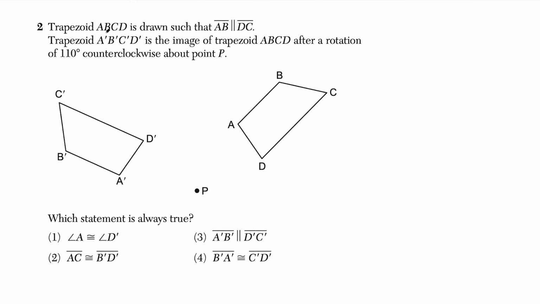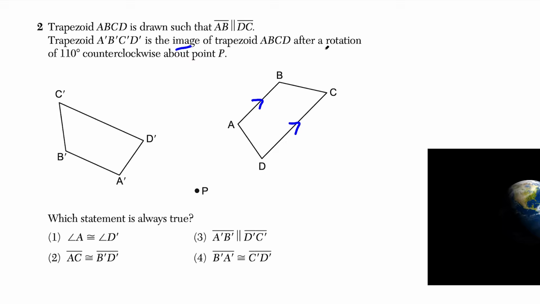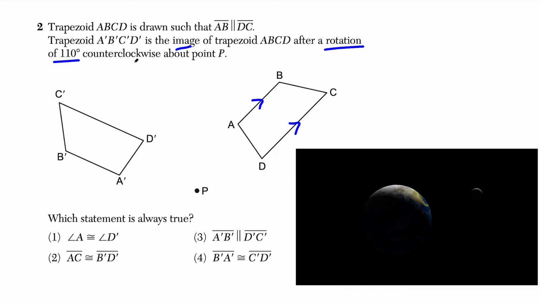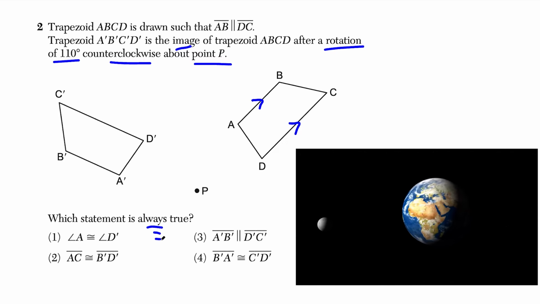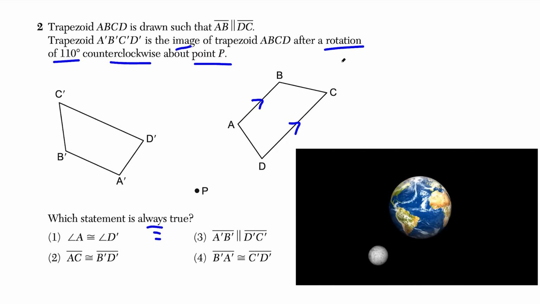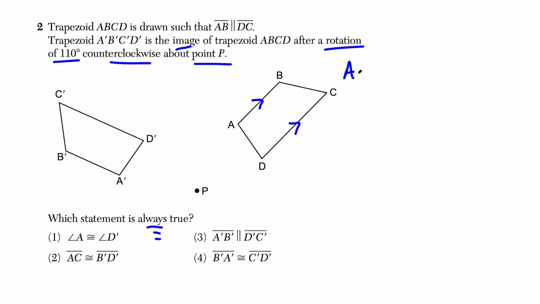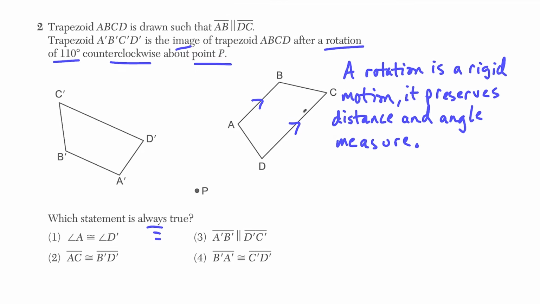Question 2, we have trapezoid ABCD drawn such that segment AB is parallel to segment DC. And trapezoid A prime B prime C prime D prime is the image of trapezoid ABCD after a rotation of 110 degrees counterclockwise about point P. We want to know which statement is always true. For this question, the concept that we need is that a rotation is a rigid motion. It preserves distance and angle measure. Now using this concept, we can go through all of the answer choices here.